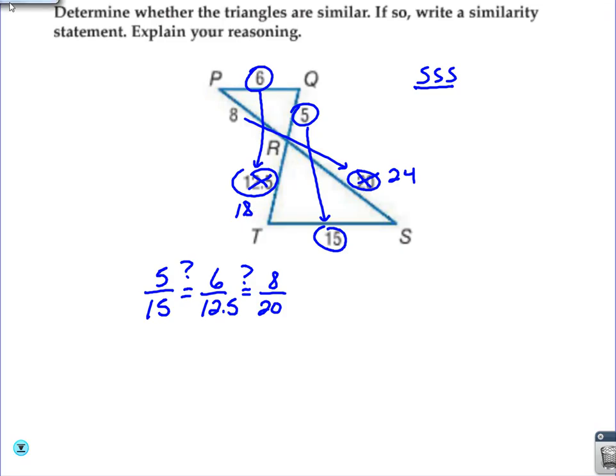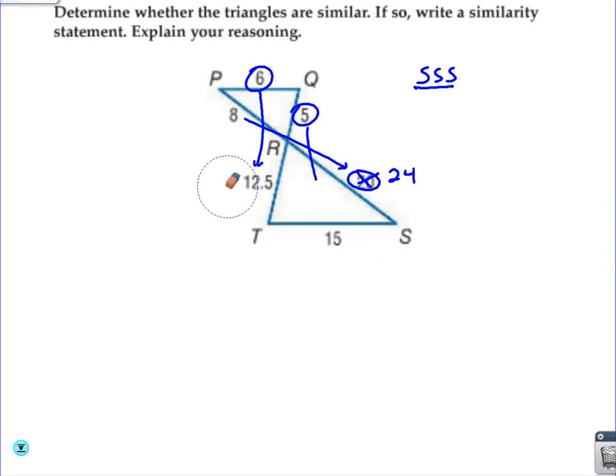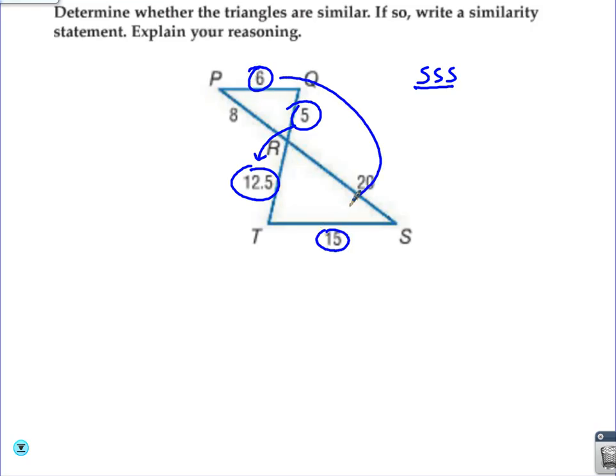Here we go. Let's try this problem again. My bad. 5, let's try it again. Since 5 is the smallest, 5 corresponds with 12.5. And I apologize if somebody said that. 6 would have to correspond with 15 since those are the middle sides. And 8 corresponds with 20.